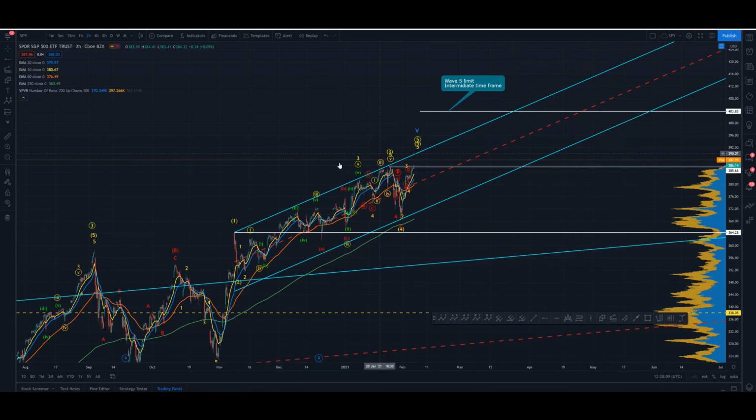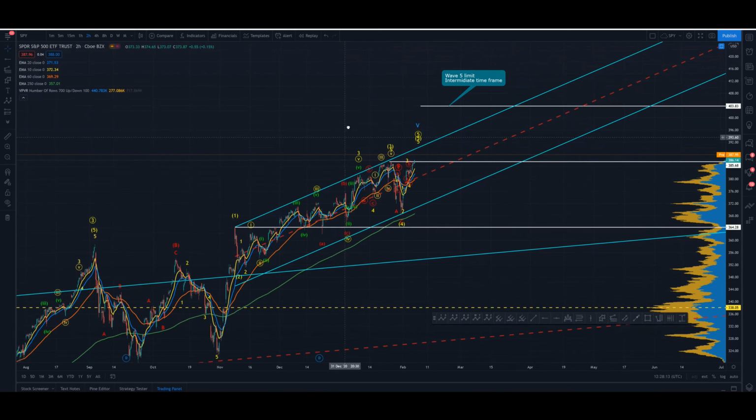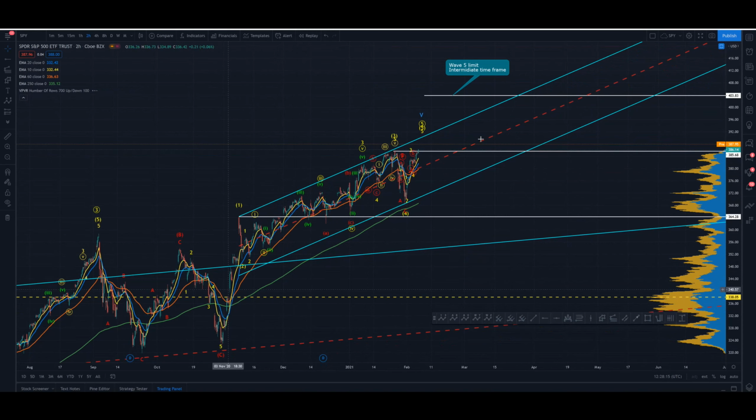beyond that point if the wave 3 is going to remain, if the wave 3 is not going to be shorter than the 1 and the 5. So currently shorter than the 1, therefore the 5 cannot be longer than the 3. Has to stop before this point if this count is correct.